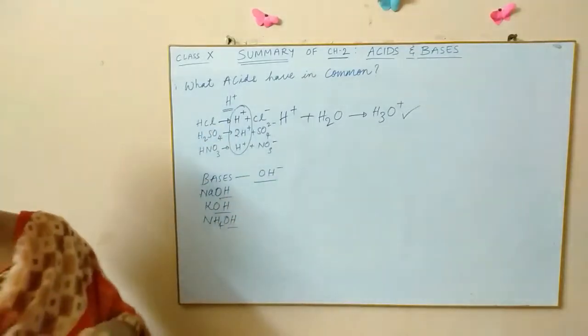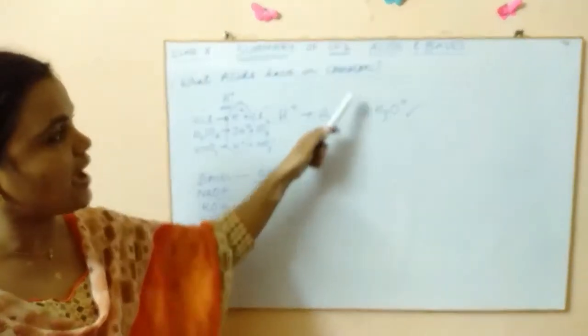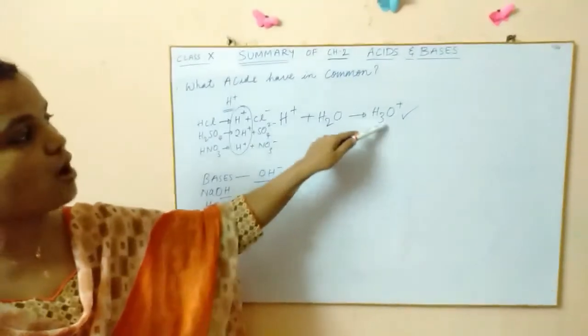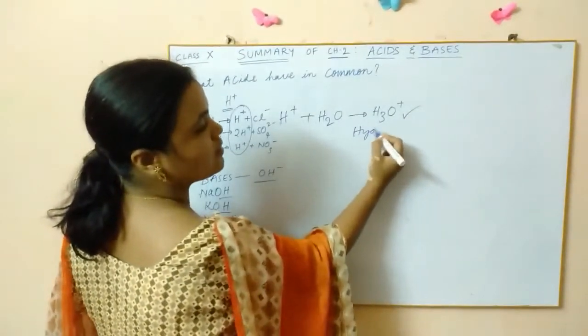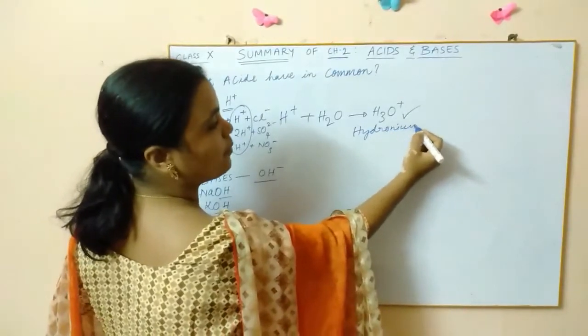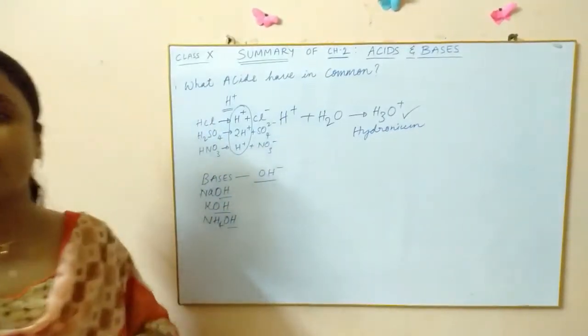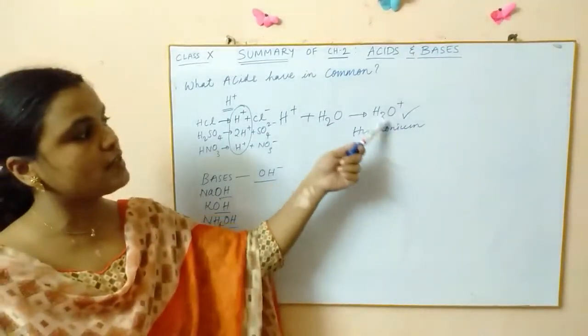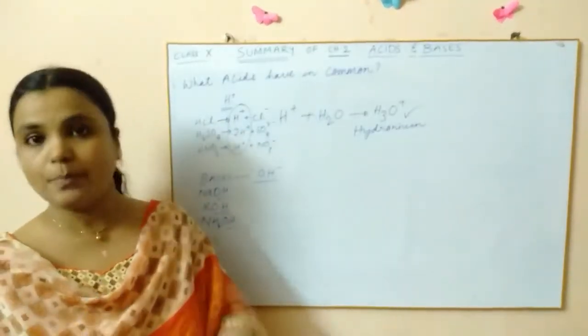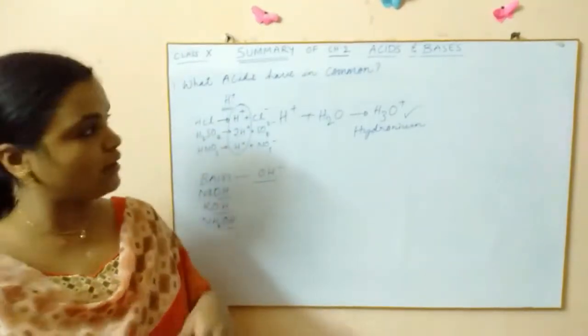This H+ ion reacts with water, okay, and forms, what is this called? It's called a hydronium ion. This is what gives acidic properties to acid. It's called hydronium ion, H3O+. Because of this only, all the acidic properties of acids are given off.